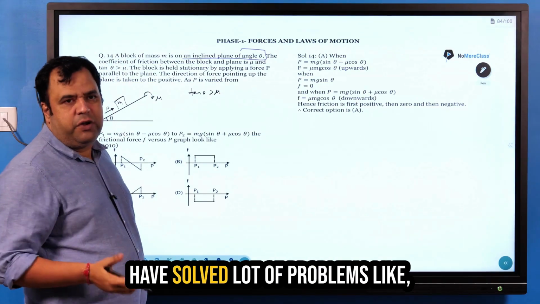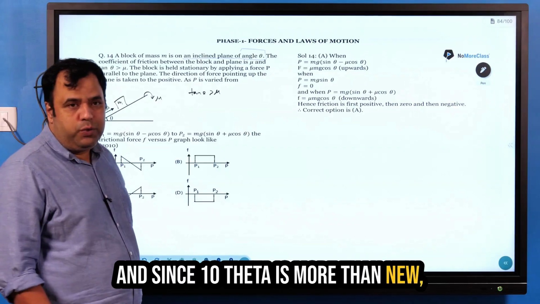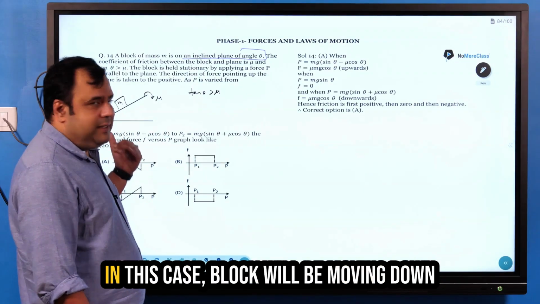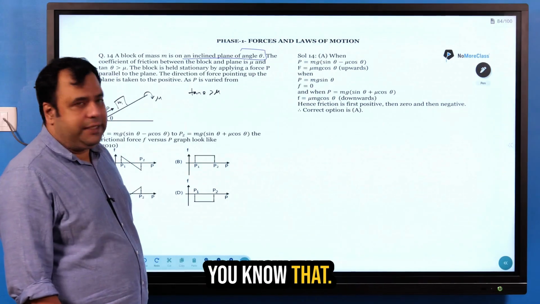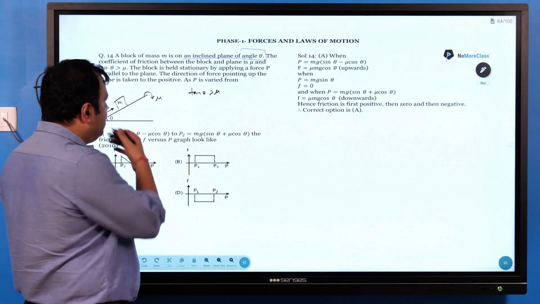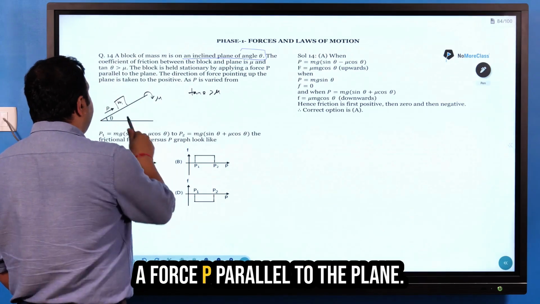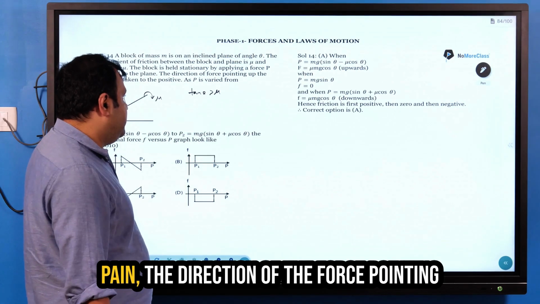As till now, you have solved a lot of problems, and since tan theta is more than mu, if I don't apply any force, in that case, block will be moving down, because tan theta value is more than mu, you know that. So I have to apply a force. The block is held stationary by applying a force P parallel to the plane. So I'm applying a force P parallel to the plane.